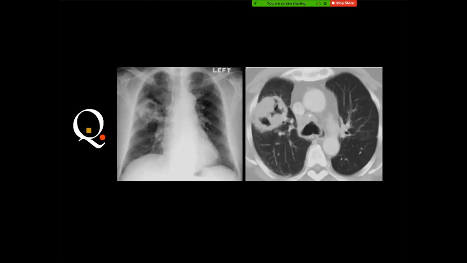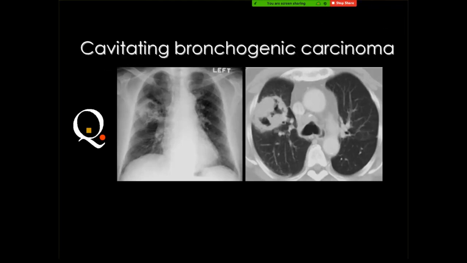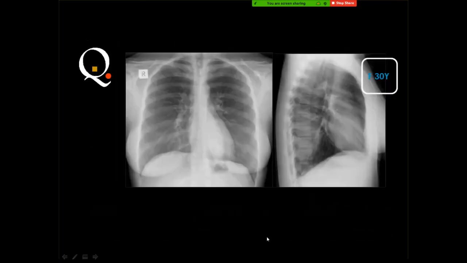Cavitary lesion for bronchogenic carcinoma? Yes, cavitating bronchogenic carcinoma, and you see the marked irregularity of the inner wall of the lesion.